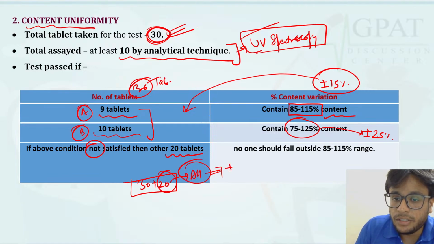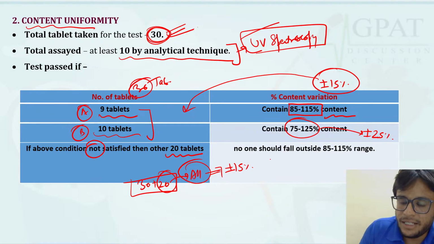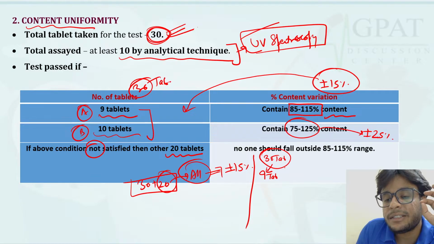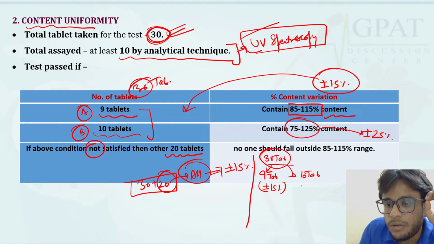All the 20 tablets should have their variation in a range of 15%. Okay, so this is as simple as that. Let's discuss it here. First we take 30 tablets, and first we discuss in what condition the test is passed. Out of these 30 tablets, 9 tablets are allowed to have content variation within plus or minus 15%, and 10 tablets are allowed to have content variation within plus or minus 25%. If this condition is followed, then the test is passed.